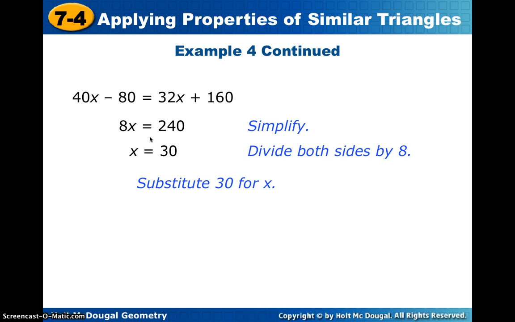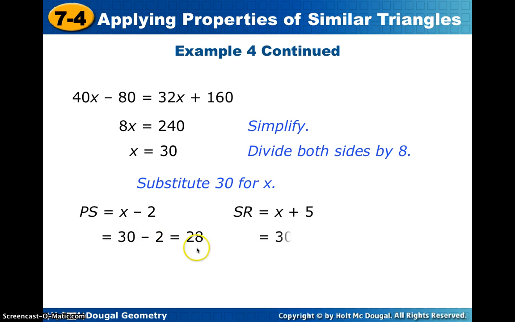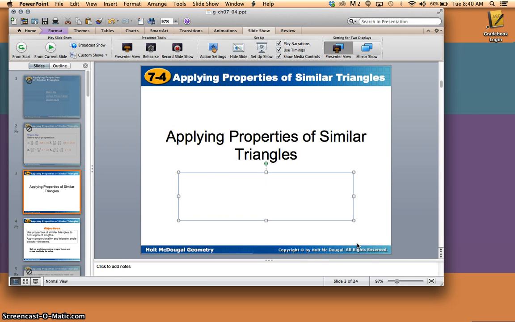Now the question asked us to actually find the length of those sides, so we have to substitute back in for x. So PS here is x minus 2. So 30 minus 2 gives us 28. And SR is x plus 5. 30 plus 5 gives us 35. Great job.